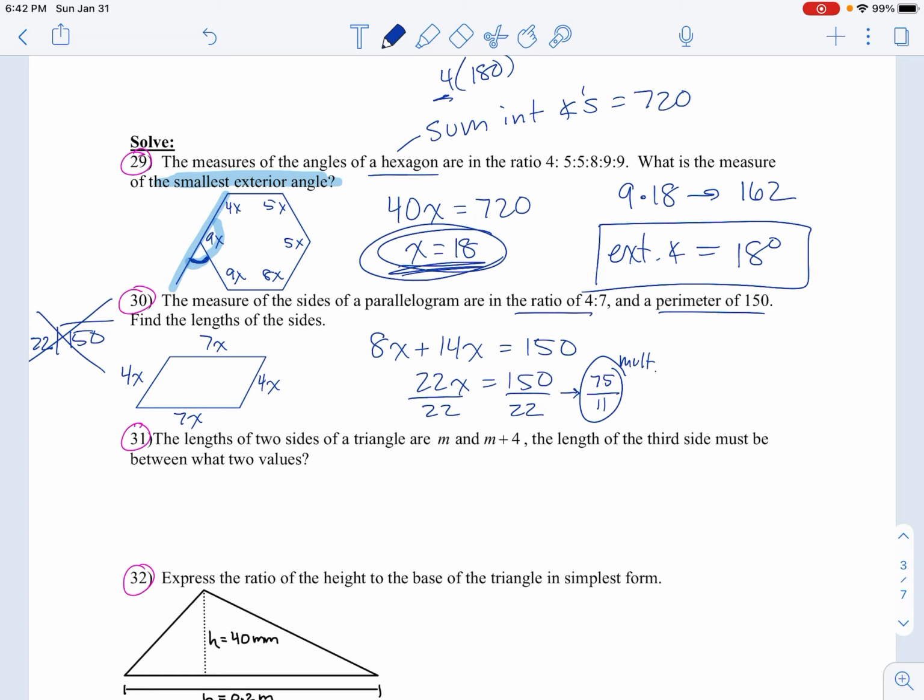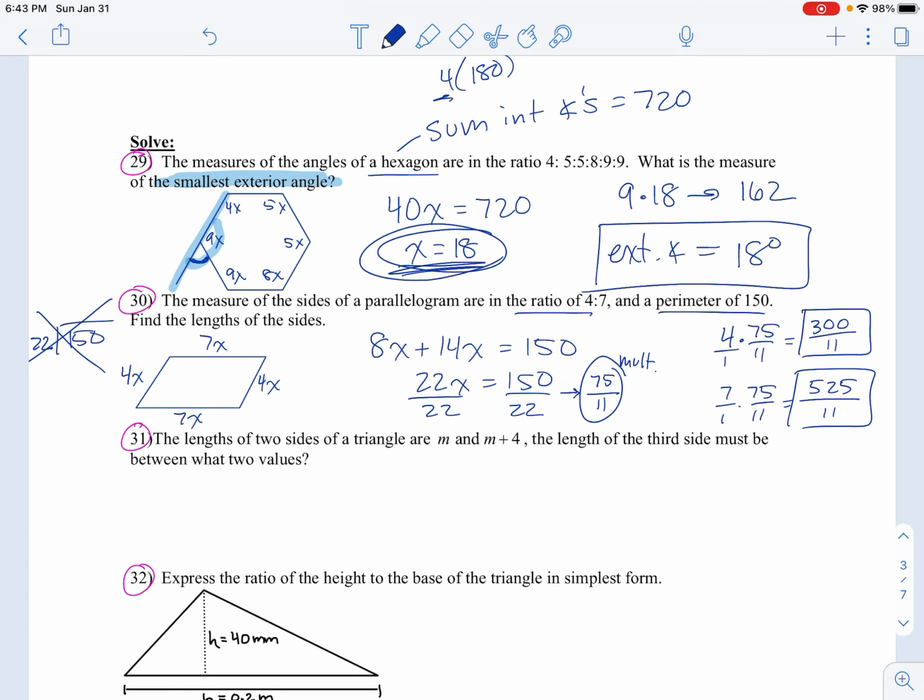Now I wanted to find the lengths of the sides, which means I just have to multiply 4 times 75 elevenths. I'll put it as 4 over 1. And I need to multiply 7 times 75 elevenths. So 4 times 75 is going to give me 300. That's 300 elevenths, one of my sides. 7 times 75 is 525. So that's 525 over 11. Those are my side lengths.